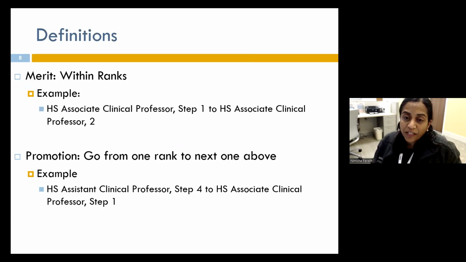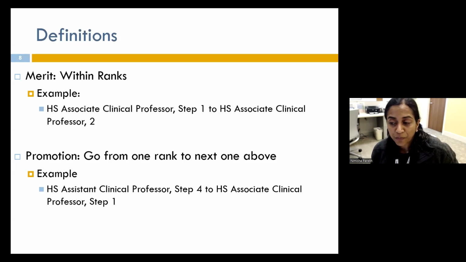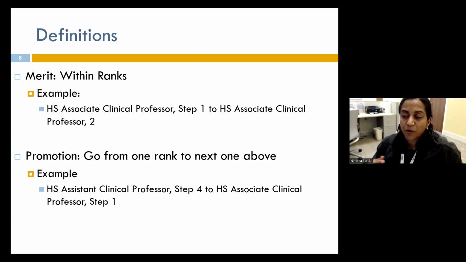Now, the definitions: when you are going up for an evaluation, you're going up for a merit if you are staying within your same rank. So that means, let's say you're an associate professor, step 1, and then you're going to associate professor, step 2. That is a merit. Promotion is going from one rank to the next one above. So if you're going from assistant to associate, that would be a promotion. If you're going from associate to full professor, that would be a promotion. So really, it's important to understand when you meet with your chair or your division chief that you understand if you're going up for a merit or if you're going up for a promotion.